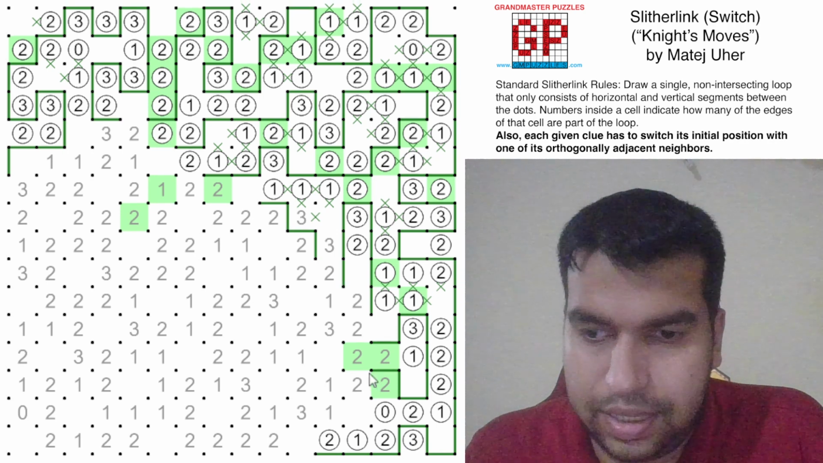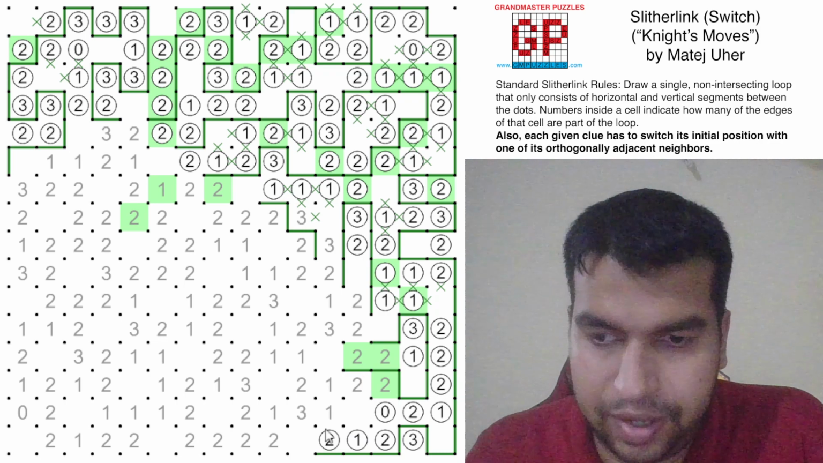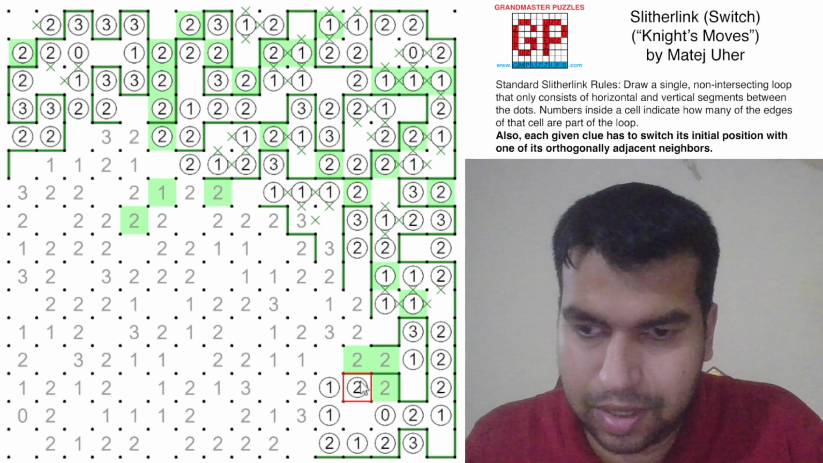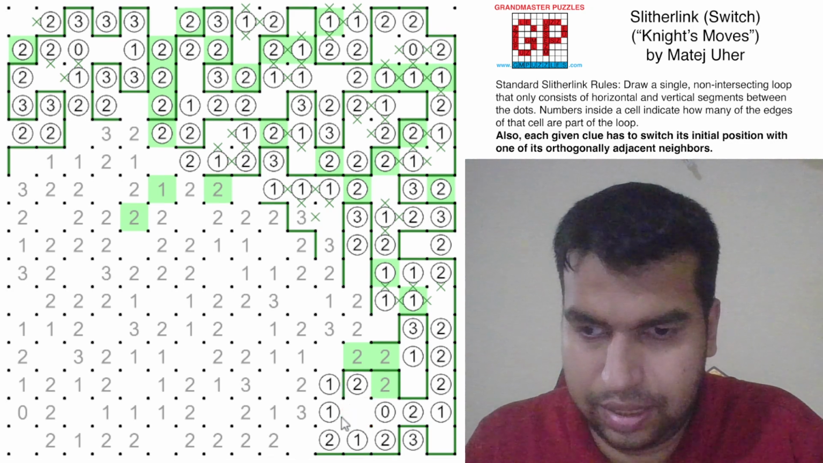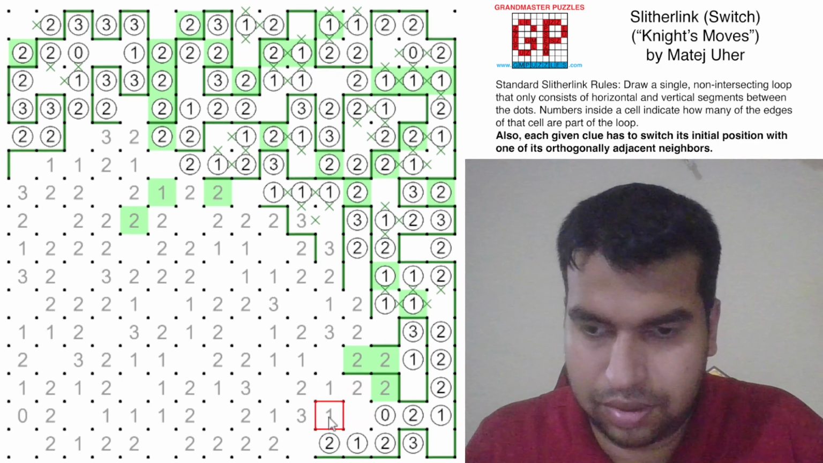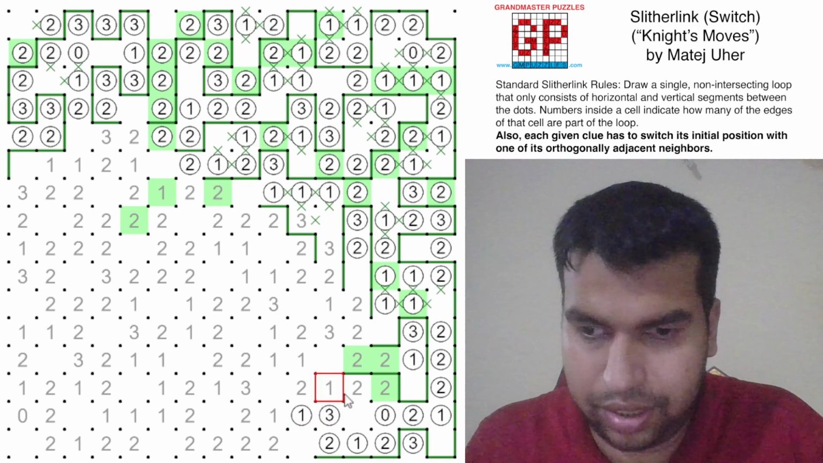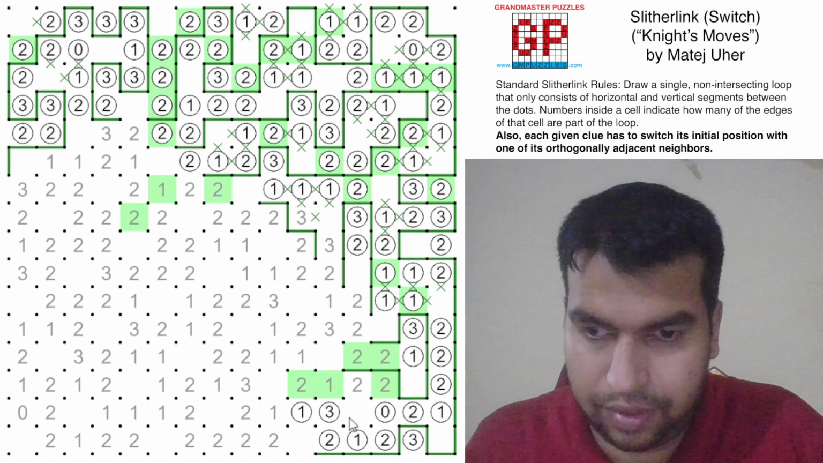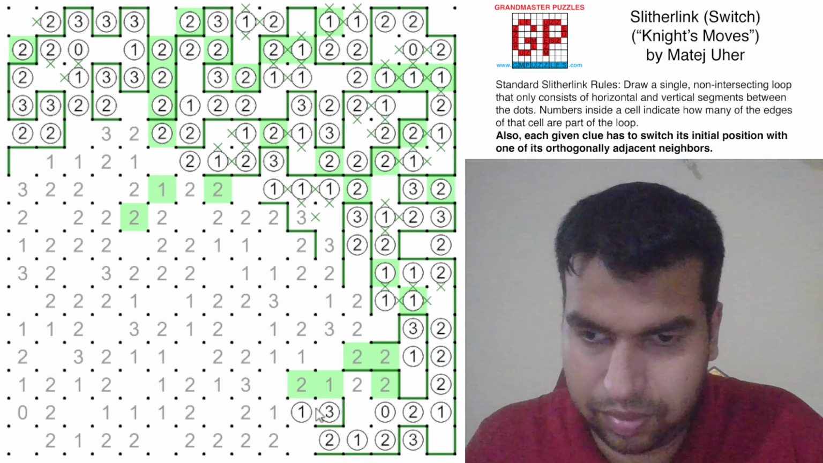Next, we can see this area over here. If these two ones join each other, what ends up happening is this becomes a 2 outright, no matter if it pairs with its right or its top cell. And that will force this to happen, which will leave this part stranded. So basically, the two ones can't join each other. So that means the 3 and the 1 have to join. And this 1 has to be a 2 no matter what. This 2 has to be a 1 no matter what. And we get some more markings over here.